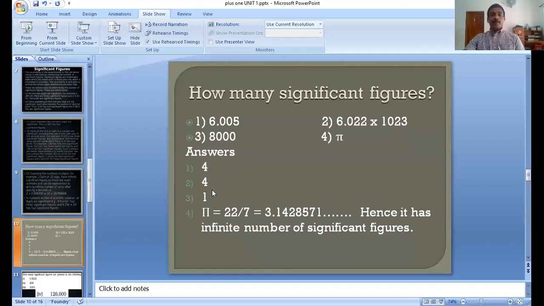Therefore, how many significant figures? 6.022, 4 significant figures. Then 8,000, there is no dot at the last. Therefore, only 1 significant figure.